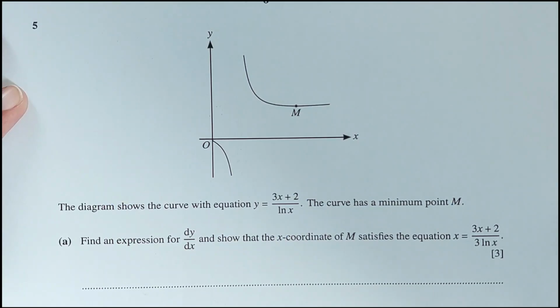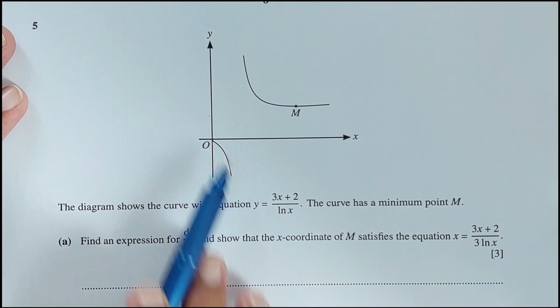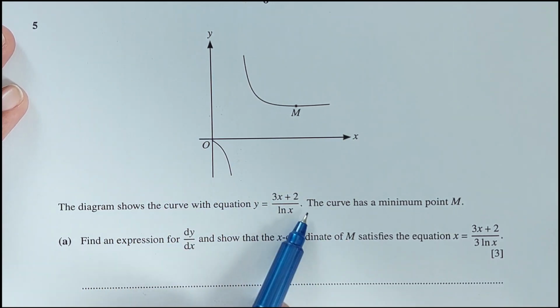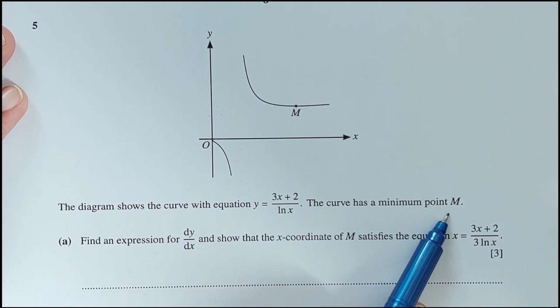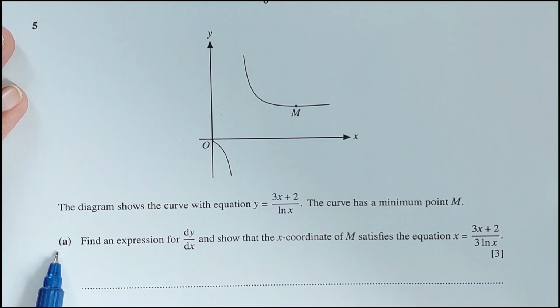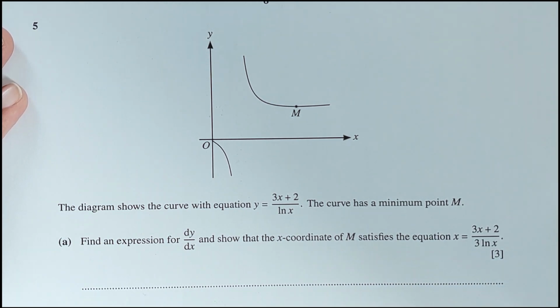Question number 5. The diagram shows the curve with equation y equals this. The curve has a minimum point at M. M is the minimum point. Part A, find an expression for dy over dx and show that the x-coordinate of M satisfies the equation. x should be this, right?